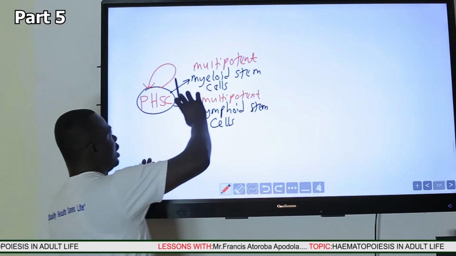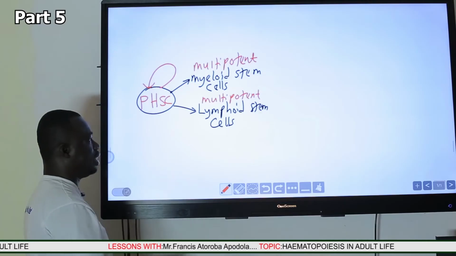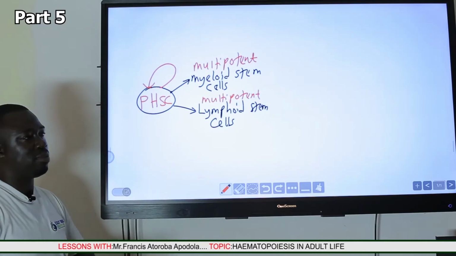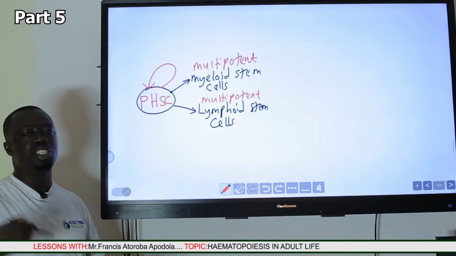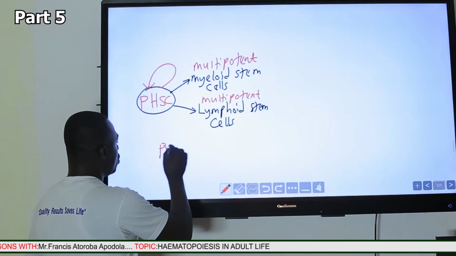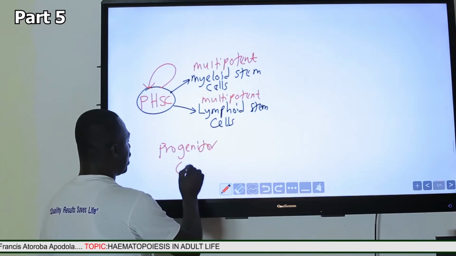Now, the descendants of the pluripotent hematopoietic stem cells, which are the myeloid stem cells or the lymphoid stem cells, are also called progenitor cells. So the descendants are called progenitor cells.